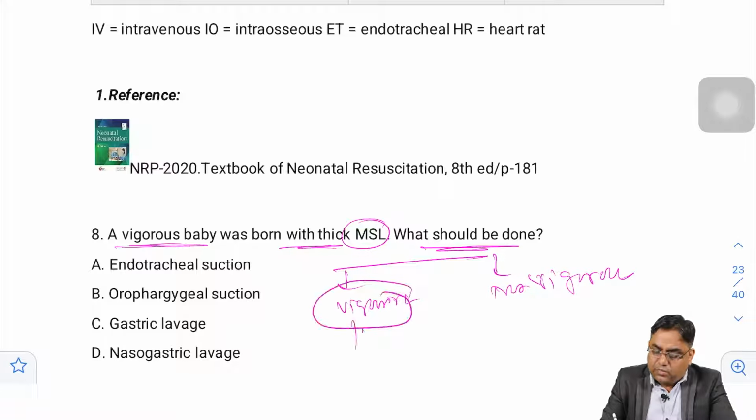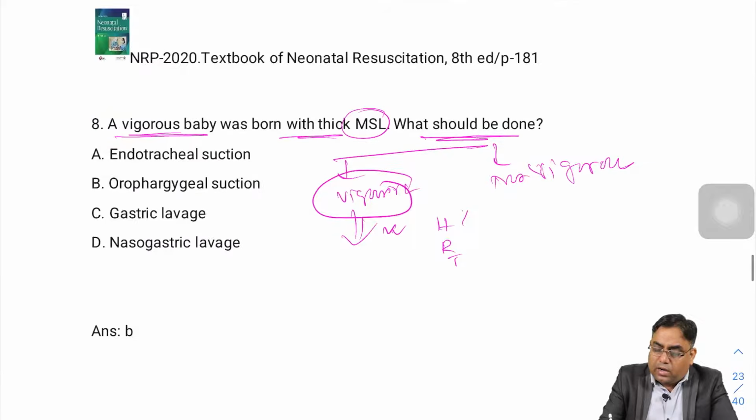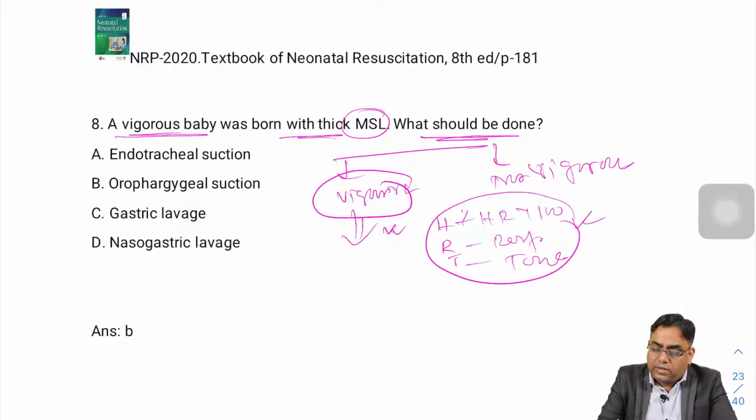A vigorous baby should go through the initial steps like a normal baby. What do you mean by vigorous baby? Heart rate more than 100, good respiratory effort, and good tone. If these three are present, that is a vigorous baby. So it goes through the normal initial steps, and the answer will be oropharyngeal suction.